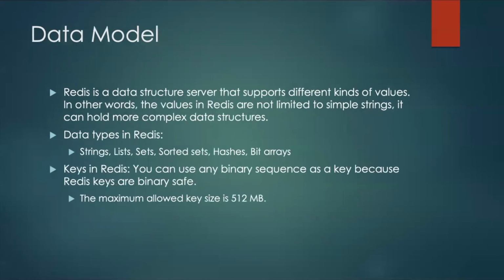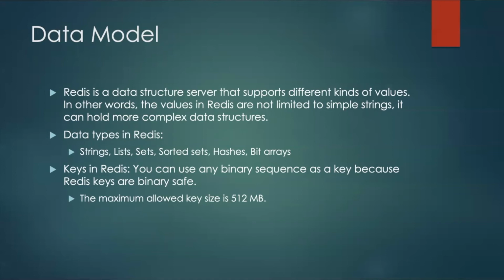So there are different data types, not models. Redis is a data structure server that supports different kinds of values. Redis is not limited to simple strings. You can use it for more complex data structures. The different data types in Redis are strings, lists, sets, sorted sets, hashes, and bit arrays. There's also another one called the HyperLogLog, but we won't be talking about that in this presentation.